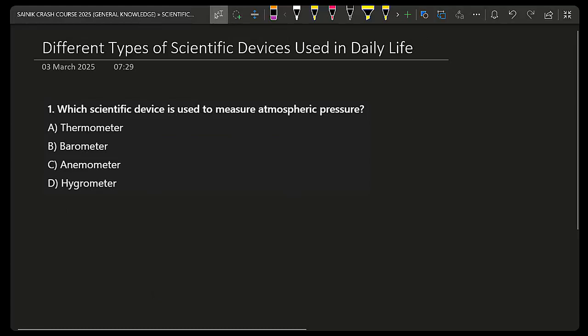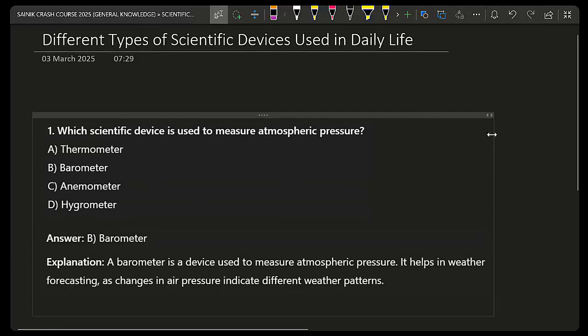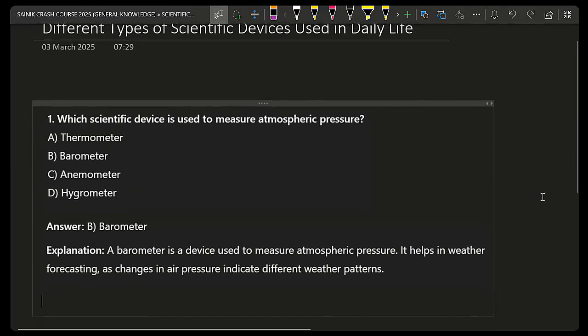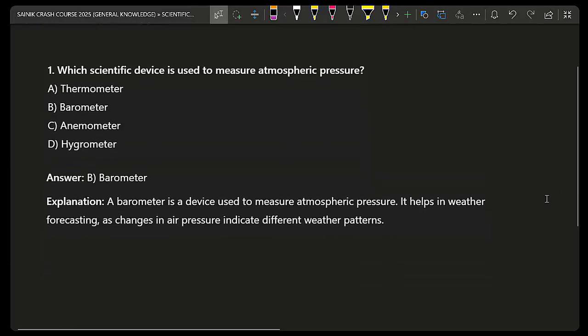Time up. A barometer is a device used to measure atmospheric pressure. It helps in weather forecasting as changes in air pressure indicate different weather patterns. So the answer is B. B is correct answer. Next question. All of you be ready. Very, very simple question.